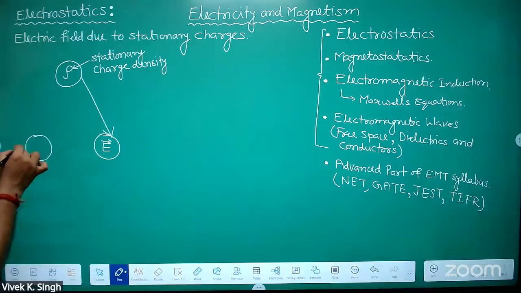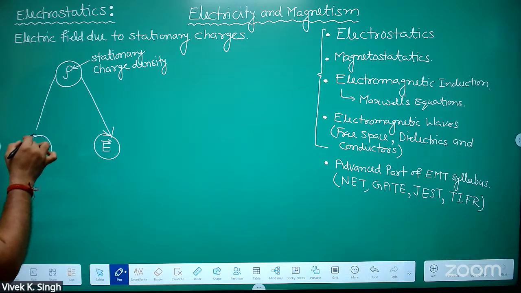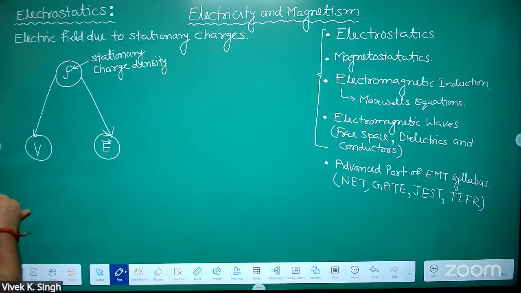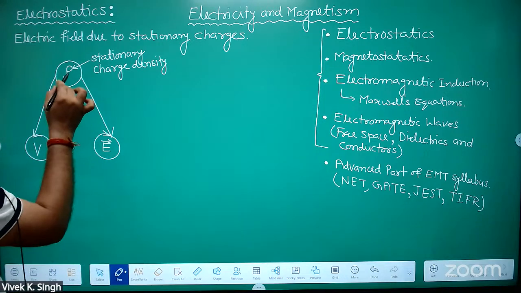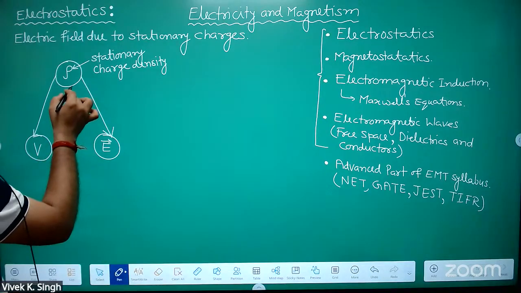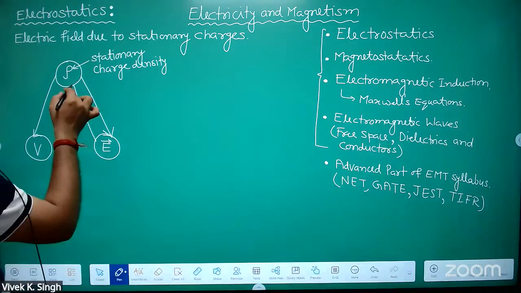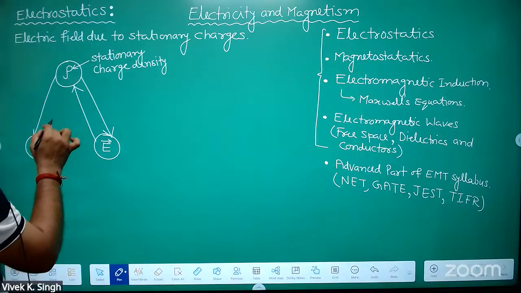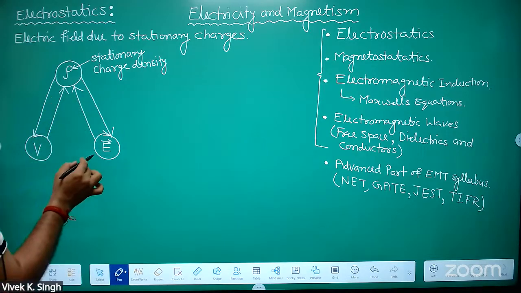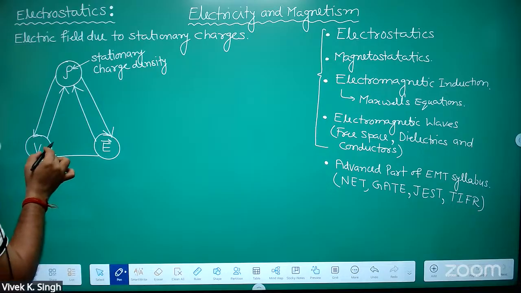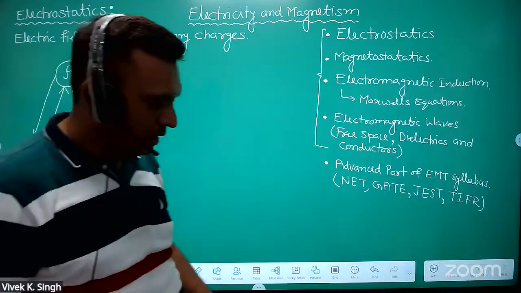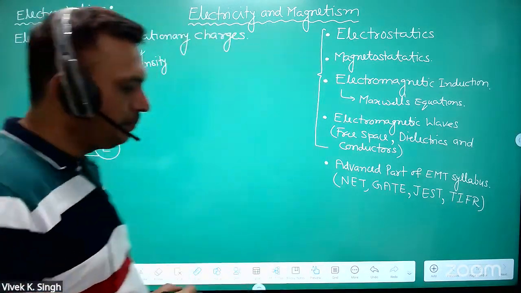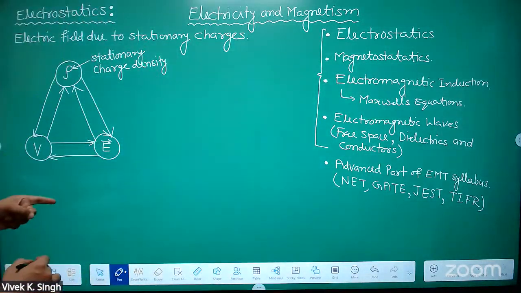We will also talk about electrostatic potential. Charge is given, how to find electrostatic potential. Means rho is given, you can find E. Rho is given, you can find electrostatic potential. When E is given, we can also find charge density. Potential is given, we can find the charge density. Electric field is given, we can find potential. Potential is given, we can find the electric field. If you know this relationship, you know about electrostatics.